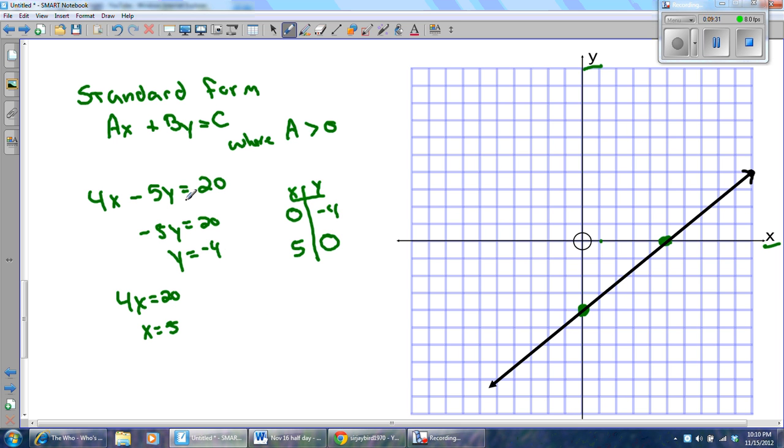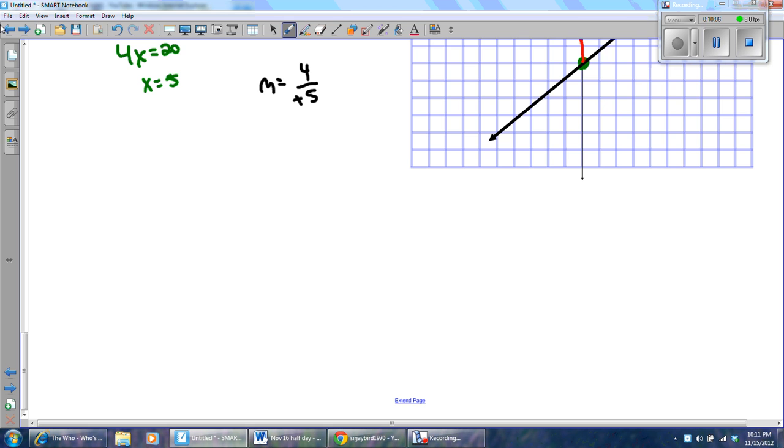Remember also that if you're in standard form, you can get the slope by taking A, putting it over B, and then changing the sign of the fraction. Okay, and watch. This will be a rise of 1, 2, 3, 4, and a run of 1, 2, 3, 4, 5. And there you go. If I do it again, 1, 2, 3, 4, 1, 2, 3, 4, I just keep hitting the line wherever I go.